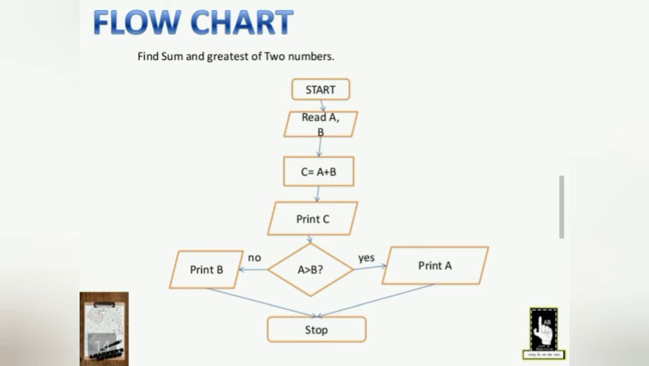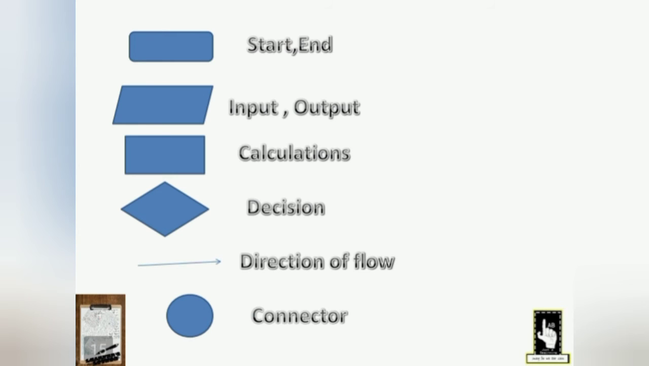Start the execution, read two inputs A and B, store the sum values of both in C, then print C. Then check if A is greater than B, then print the largest of two using the arithmetic operators. So in this, each block has separate meanings as shown here. Rounded rectangle for start and end, parallelogram for input and output, rectangle for calculations, diamond for decision, arrows for the direction of flow, and circle for connector.